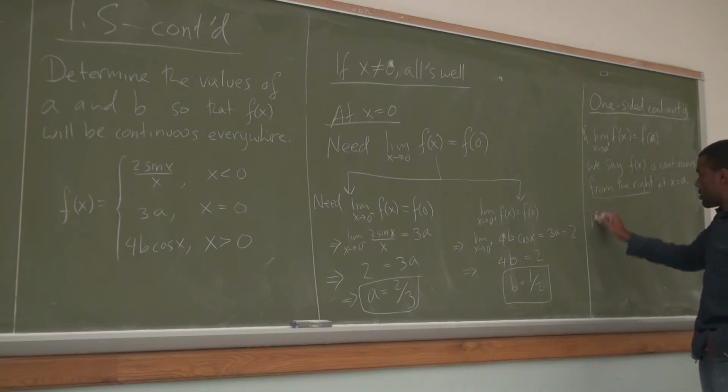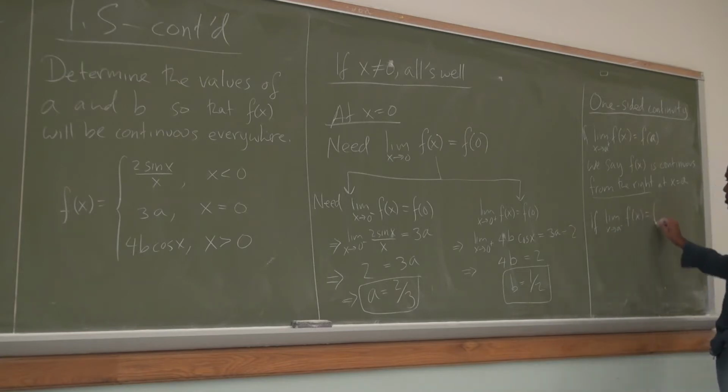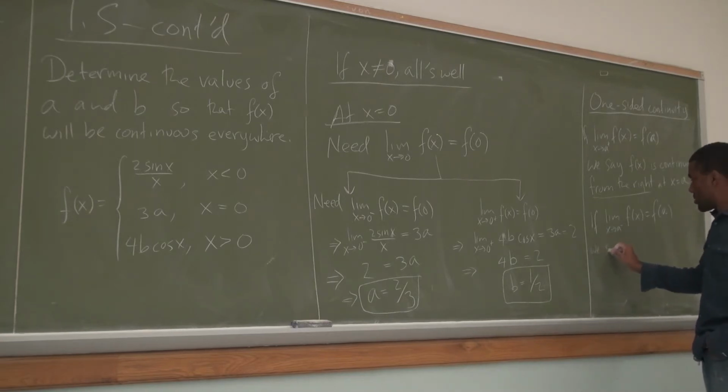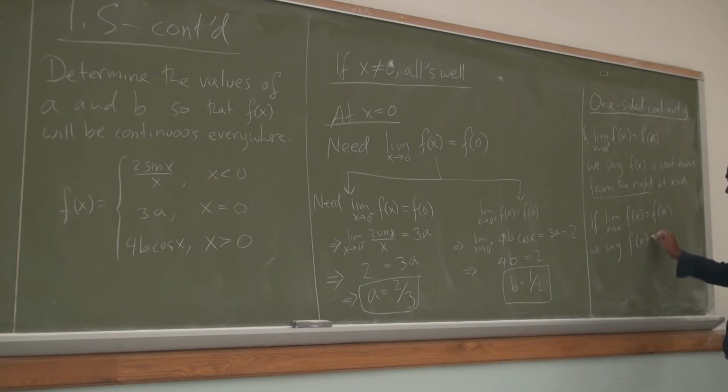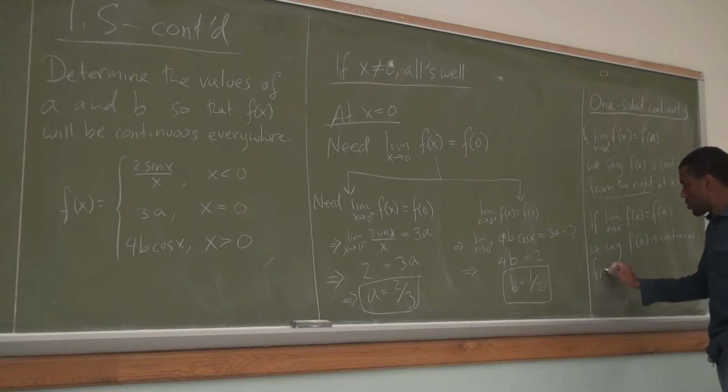And obviously the other way, as you're approaching the limit on the left side, f of x, you get f of a. We say f of x is continuous from the left.